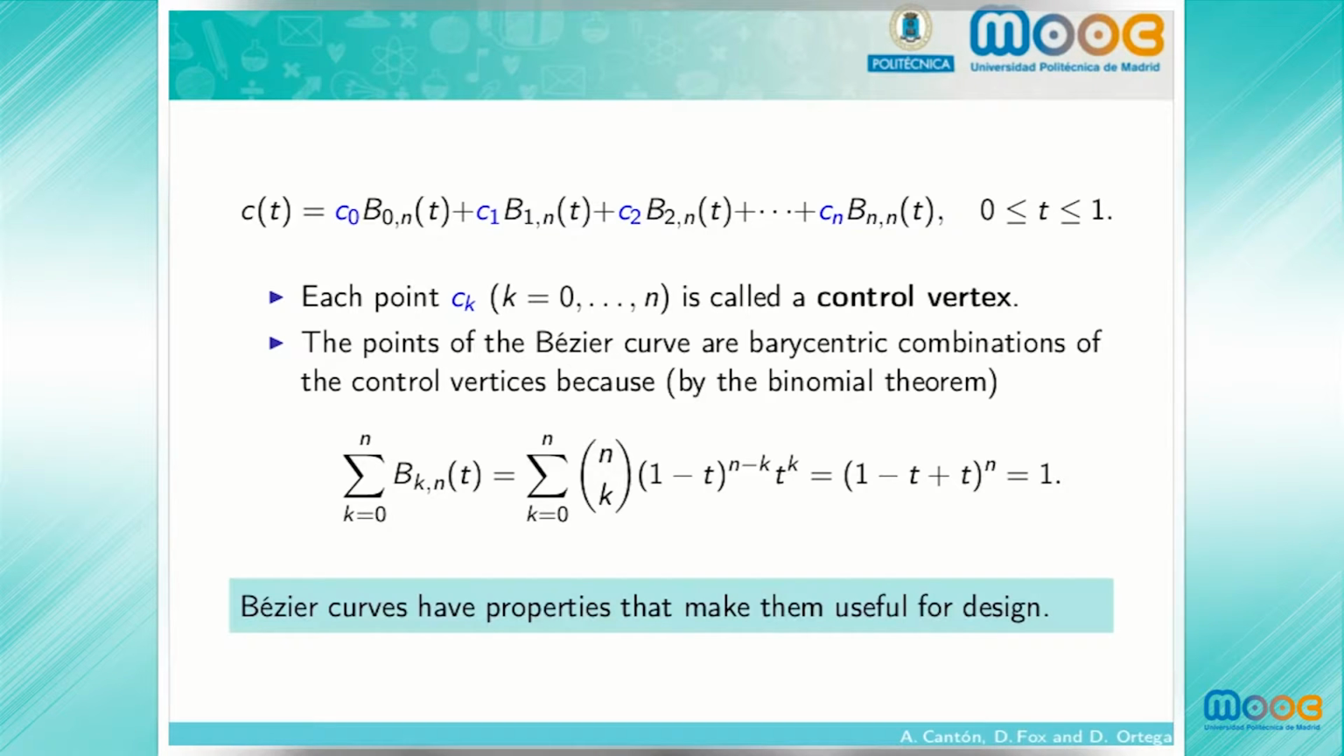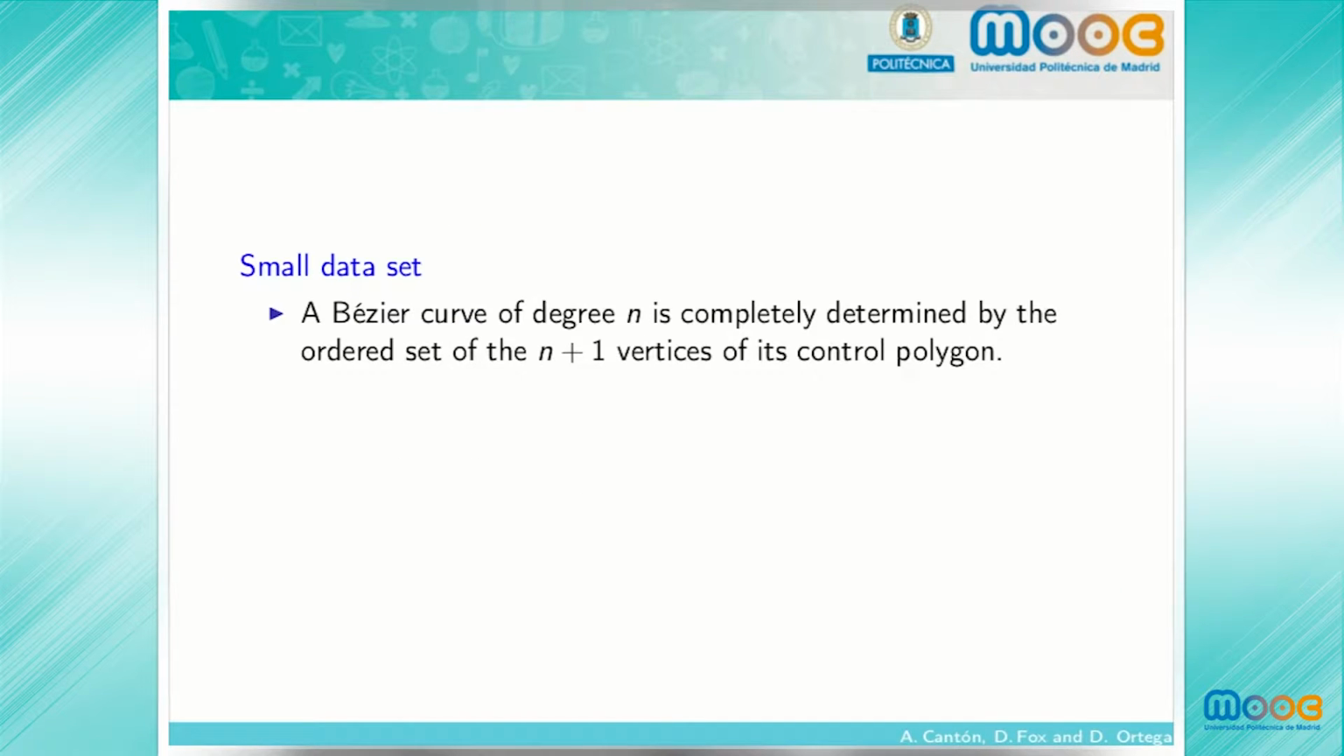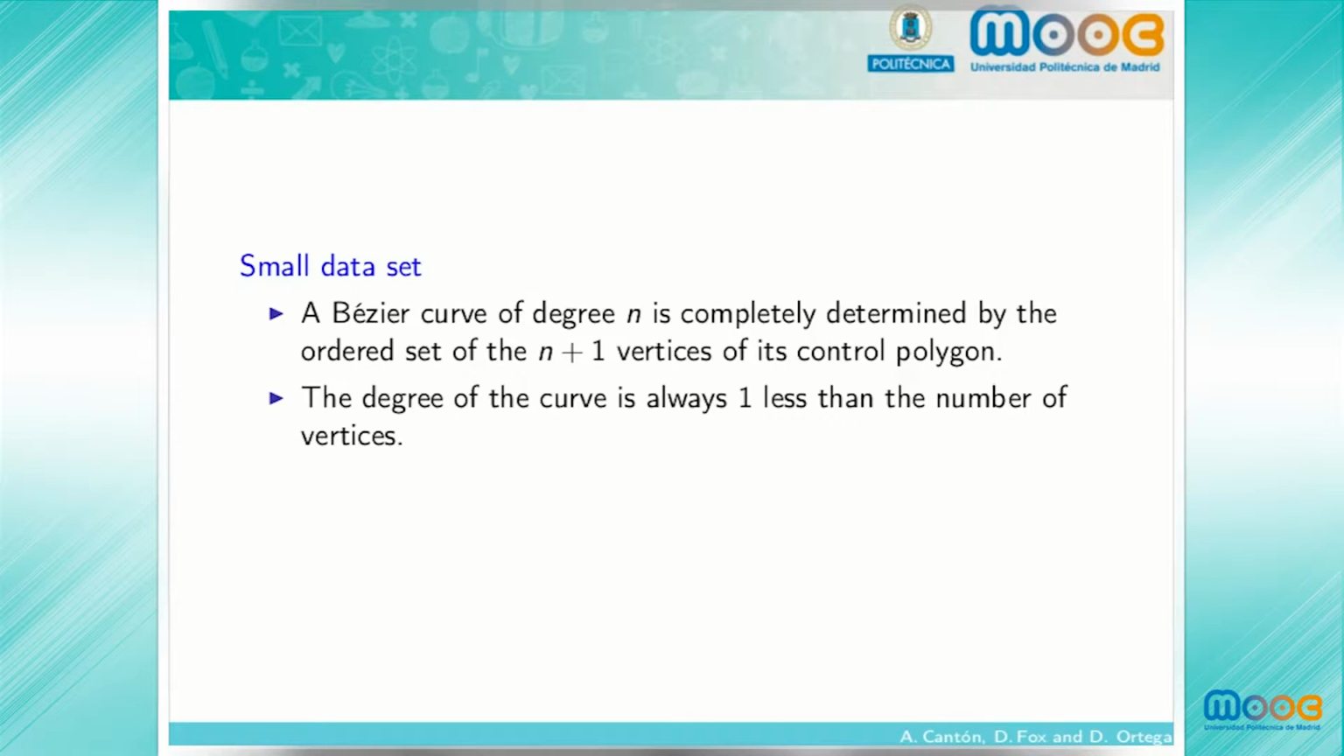Bezier curves have properties that make them useful for design. They depend on a small data set. A Bezier curve of degree n is completely determined by the ordered set of n+1 vertices of its control polygon. The degree of the curve is always 1 less than the number of the vertices.